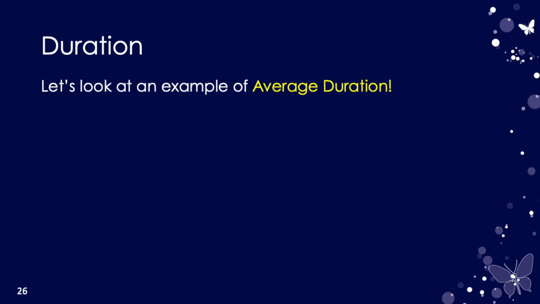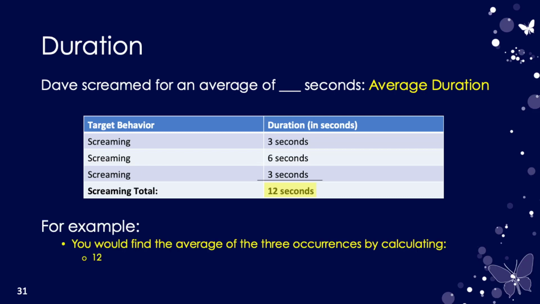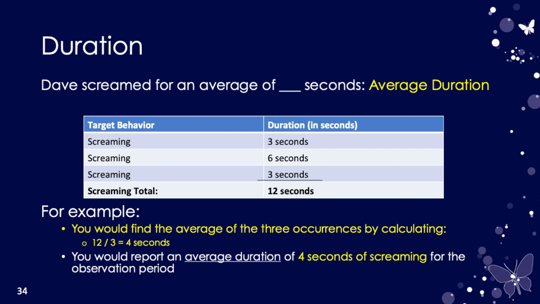Lastly, let's look at an example of the average duration. In this example, you would calculate the mean of all the durations of screaming. You would do this by adding 3 plus 6 plus 3, which would give you 12 seconds. Then you would find the average of the 3 occurrences by calculating 12 divided by 3, because there are 3 occurrences of screaming. That will give you the answer of 4 seconds.